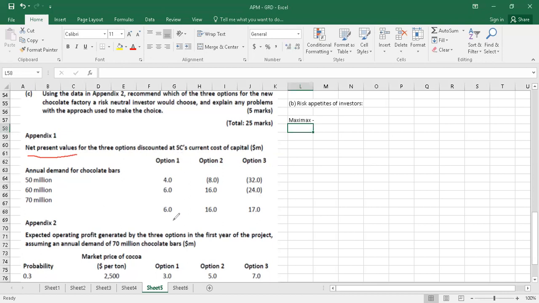option 1, if they choose, say in situations where the annual demand is 50 million, 60 million, 70 million, we see that these are the values that are given: 4, 6 and 6. Then option 2 has -8, 16 and 16. And option 3 has -32, -24 and 17. So here in this case, we have to understand this is divided into two parts, maxi, max.